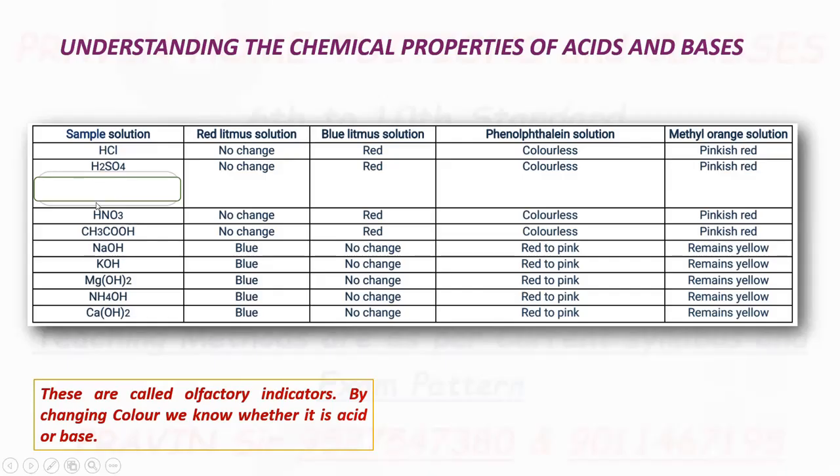Here from HCl to CH3COOH, that is acetic acid, these are acids. From NaOH to Ca(OH)2, 1, 2, 3, 4, these are the bases. And by memorizing this table, you can find out the properties of acids and bases when they are added to olfactory indicators, or olfactory indicators are added to that solution. They show this type of changes in color.